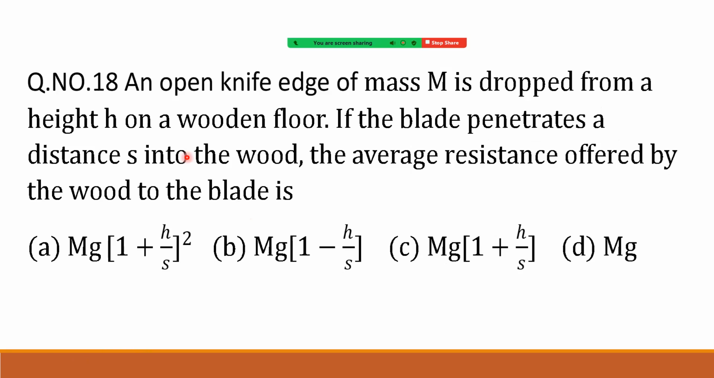See what is given here. An open knife edge of mass m is dropped from a height h on a wooden floor. If the blade penetrates a distance s into the wood, the average resistance offered by the wood to the blade is, right. So initially dropped, finally it comes to rest.